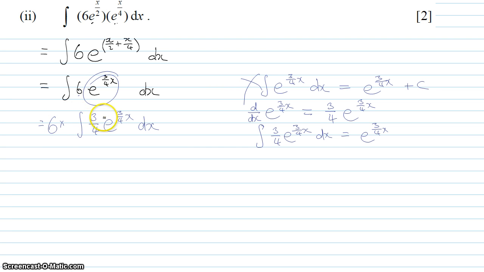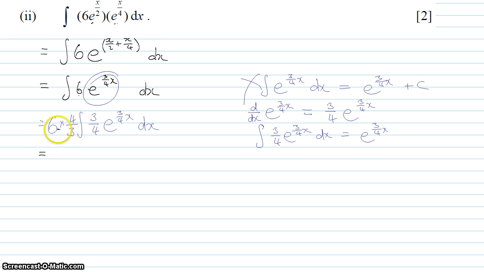And because I've multiplied by 3 over 4, and I'm not allowed to just multiply by 3 over 4, I'm only allowed to multiply by 1, so I put in a 4 over 3 here. This 4 over 3 and this 3 over 4 together combine and make 1. So I haven't actually changed this expression, but I have made it easier to integrate. So what do I do now?